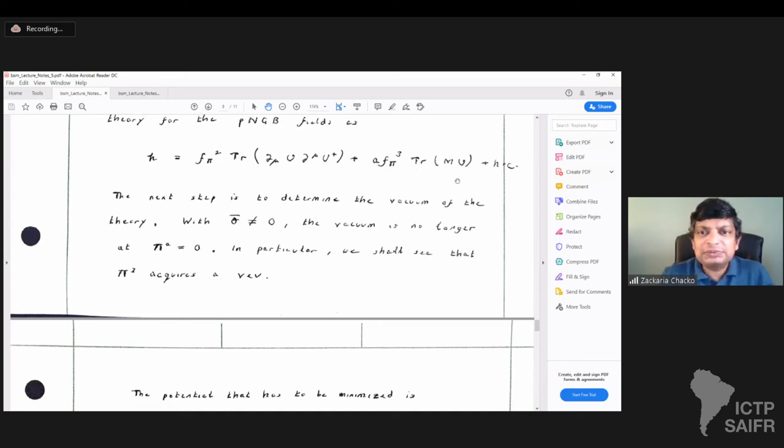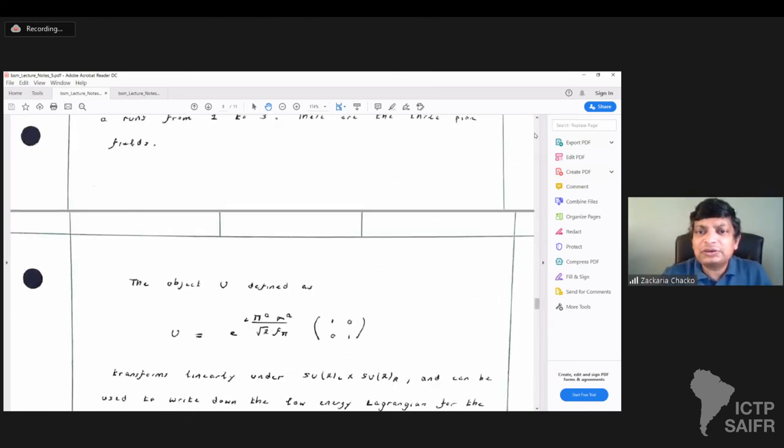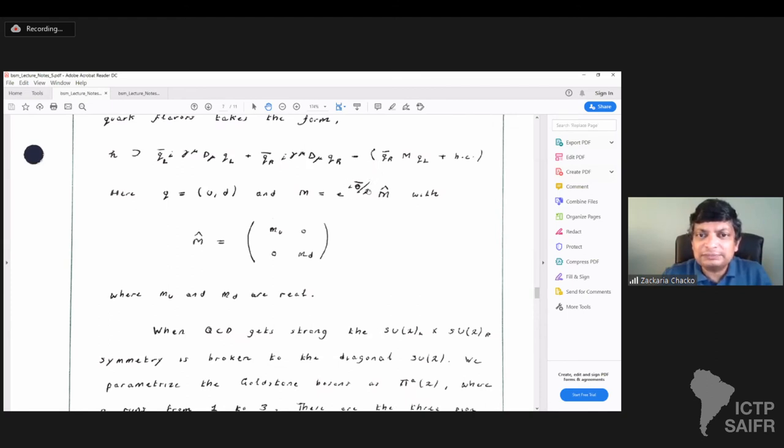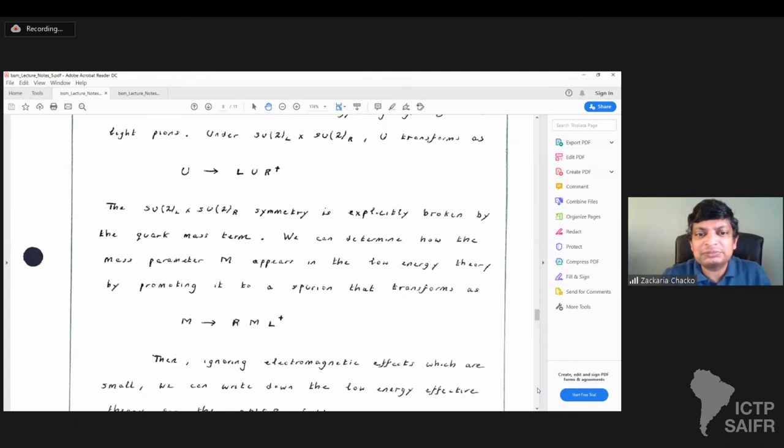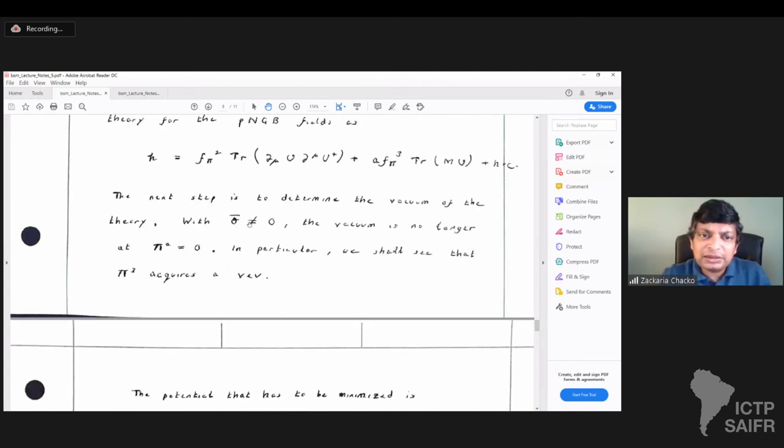So the next step is to use this potential to determine the vacuum of the theory. Okay? Now the point is that this mass parameter M is actually complex now because of this theta bar. M hat is real, but because of the theta bar, this parameter M is complex. And with theta bar not equal to zero, when we minimize this, the vacuum is no longer going to be at pi a equal to zero. The vacuum is going to be in a place where pi three, the neutral pion, actually has a vev. That's what I'm going to show you in a second.